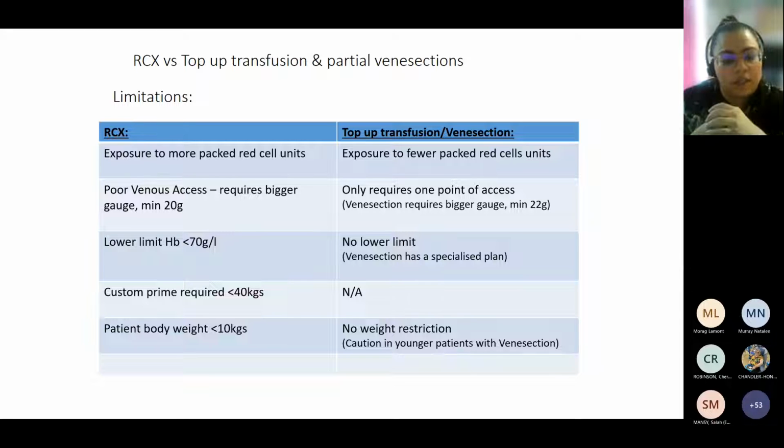If you are exchanging under, I think it's actually more like 38 kilos, then the machine requires extra prep. So you might have to use human albumin or saline to prime the machine instead of using the patient's body weight, circulation volume, sorry. And if the body weight is under 10 kilos, I've not had to do a patient this small yet, but I know some centres do younger patients, and I think you just need to take more special precautions for exchanges, but there's no weight restriction for top-up transfusions.